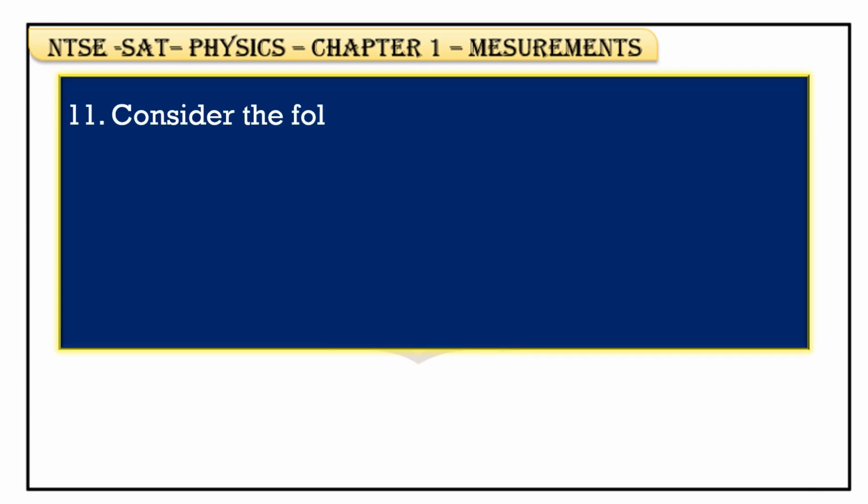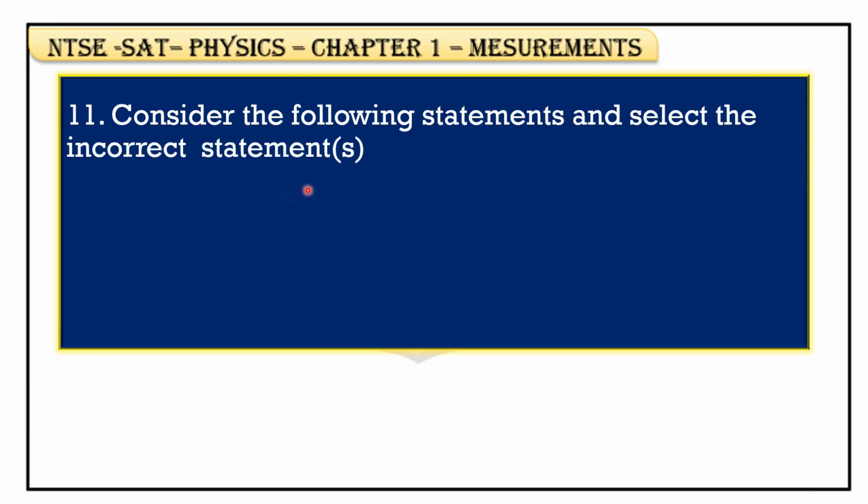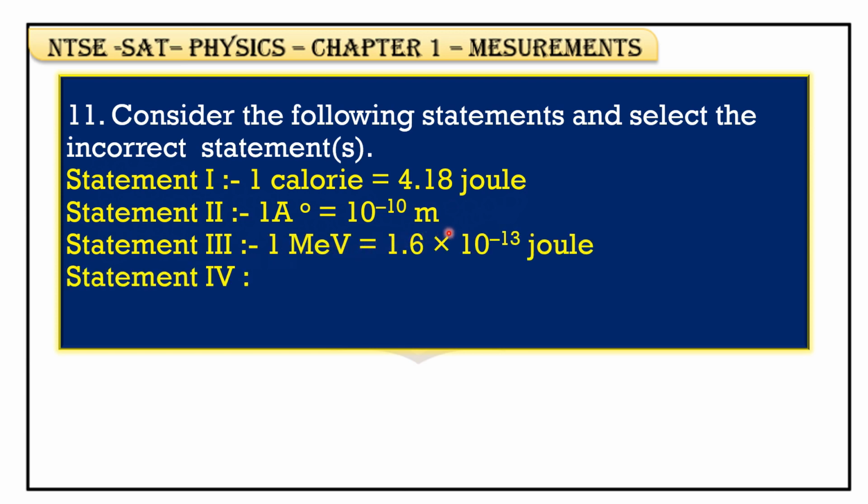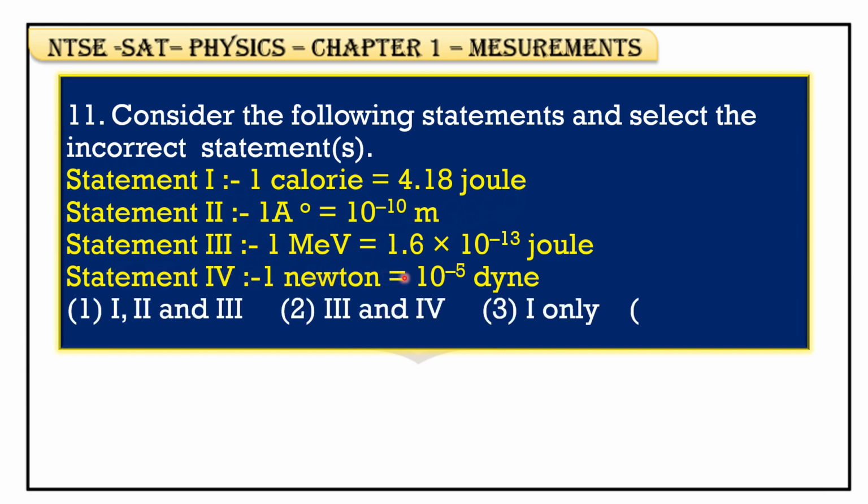Next question, 11th one. Consider the following statements and select the incorrect statement. Statement 1, 1 calorie is equal to 4.18 joules. Statement 2, 1 Angstrom is equal to 10 to the power of minus 10 meters. Statement 3, 1 mega electron volt is equal to 1.6 into 10 to the power of minus 13 joules. Statement 4, 1 Newton is equal to 10 to the power of minus 5 dyne. So in these 4 statements, which is incorrect? Statement 4 is the incorrect.